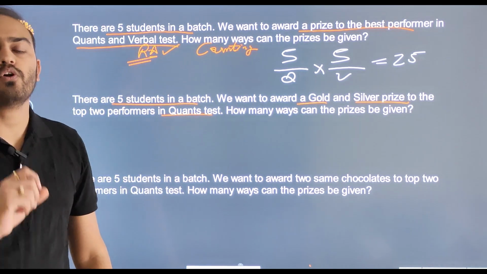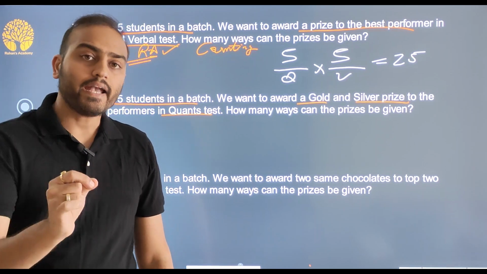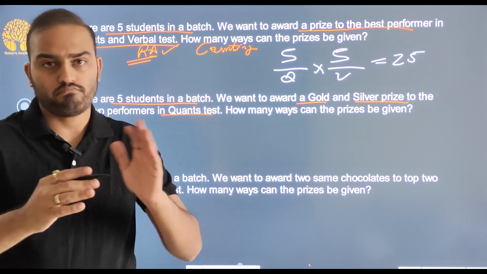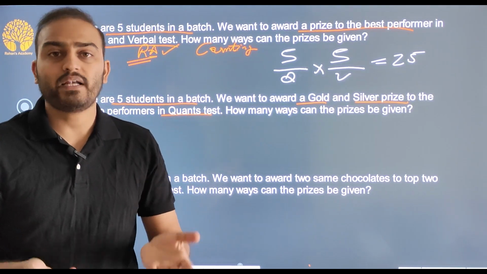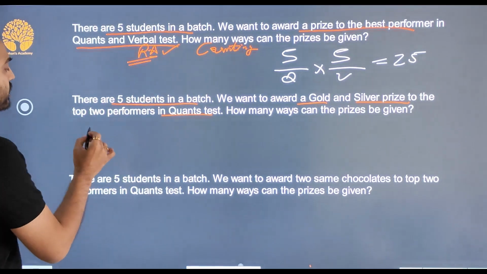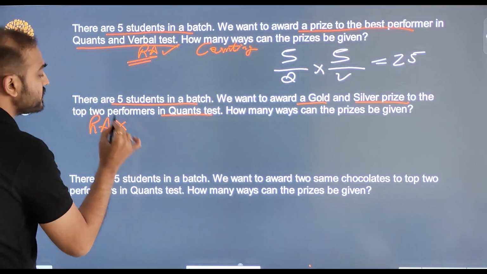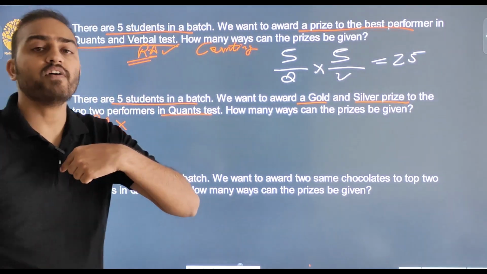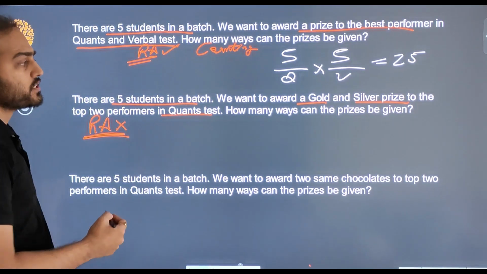Now again think to yourself: can you as a student get both the prizes? Can I get gold and silver both? The answer is no. I can either get a gold or silver or neither. The same person cannot get both the prizes. So since I cannot get both the prizes, this is where I say repetition is not allowed, because the same value cannot repeat again and again.